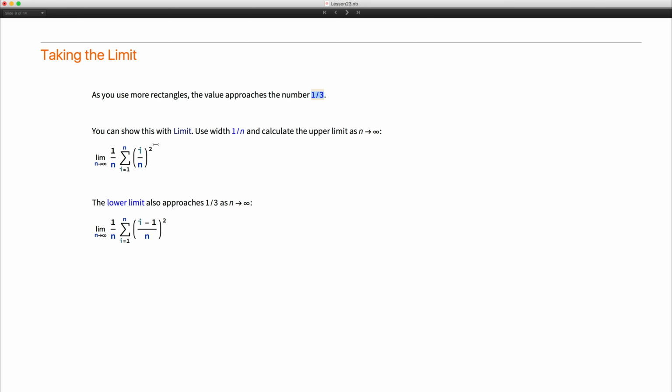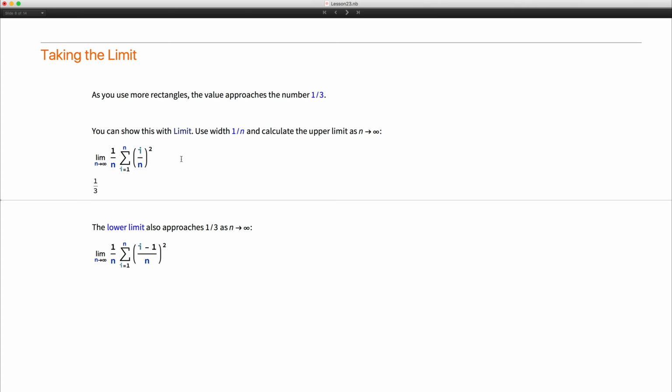So here's the required limit. 1 over n is the width of each rectangle, and that's the function value, the height. The limit here is 1/3. That's the upper limit. And the lower limit would be to take the other end of the rectangle, and then you get back 1/3 as the answer in this case as well.